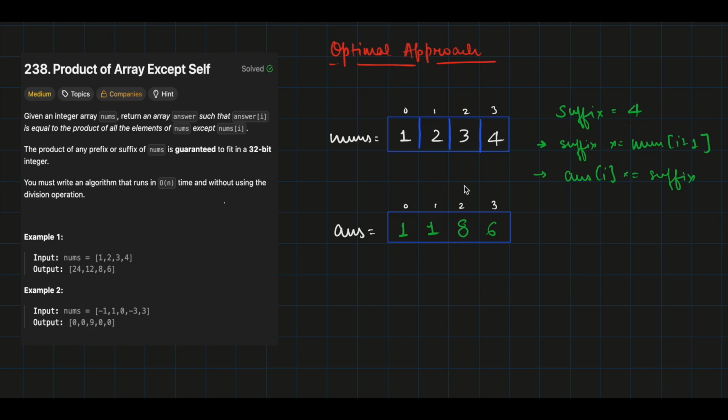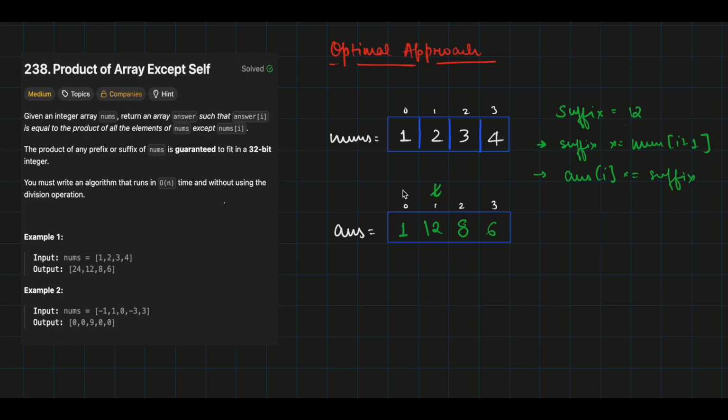Now moving on to the next index. So I is at the first index and the suffix is 4. So we will do suffix multiplied by nums of I plus 1, so this value. So 4 will be multiplied by 3. That will be 12. Now the current suffix will be multiplied by the answer. So 1 into 12. So we can add 12 here.